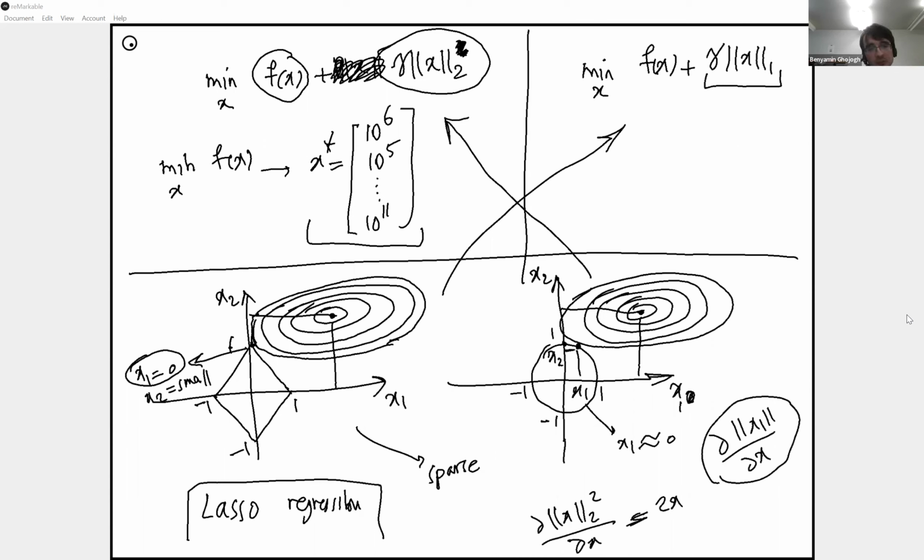Usually the sparse solution works better. For example, in many cases lasso regression works better than ridge regression. So in regression, the L2 norm regularization is called ridge regression. This is lasso regression.